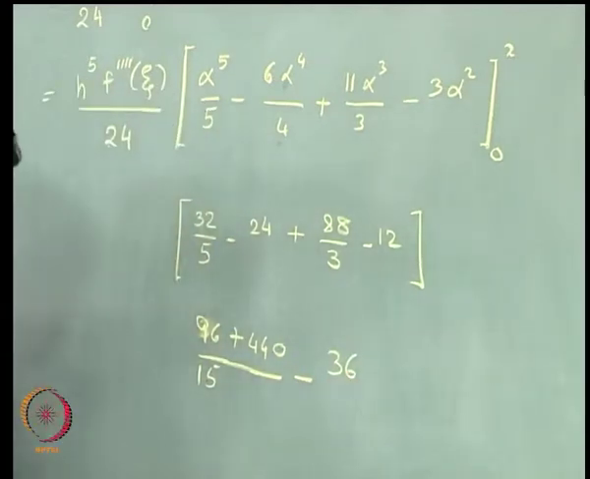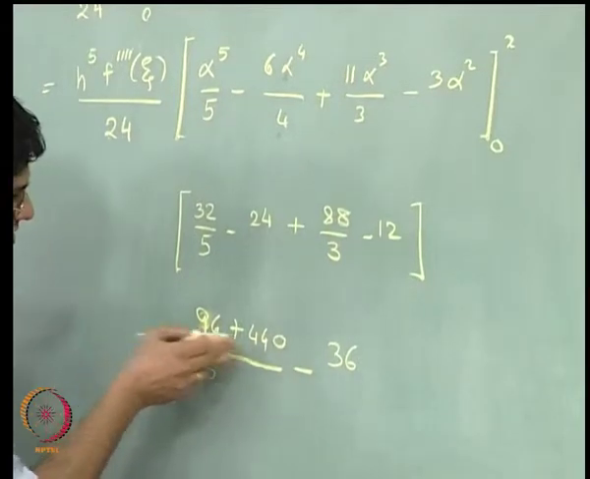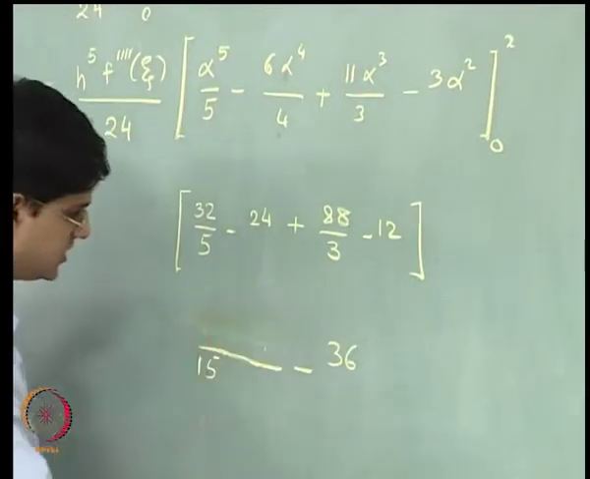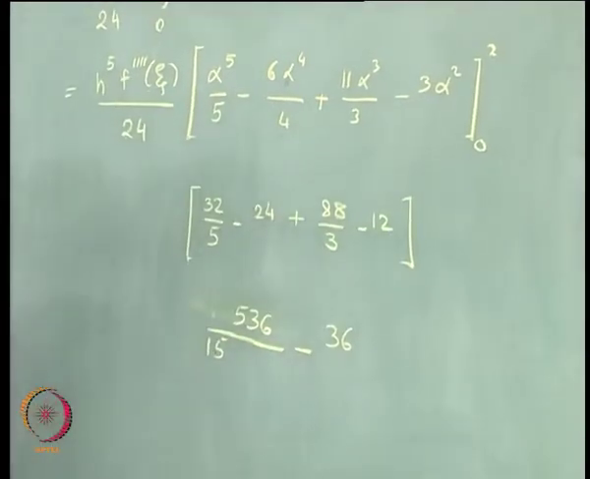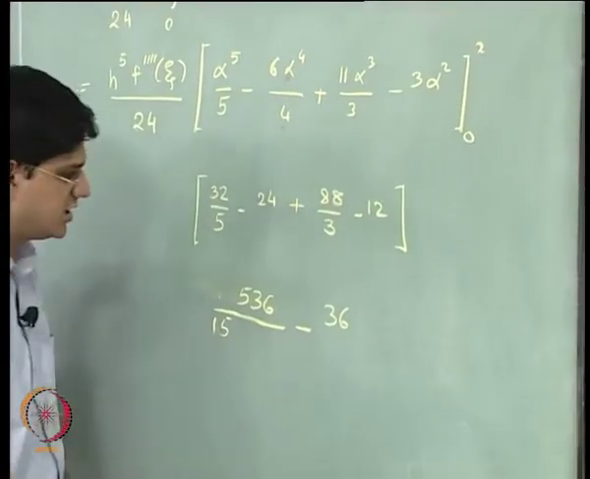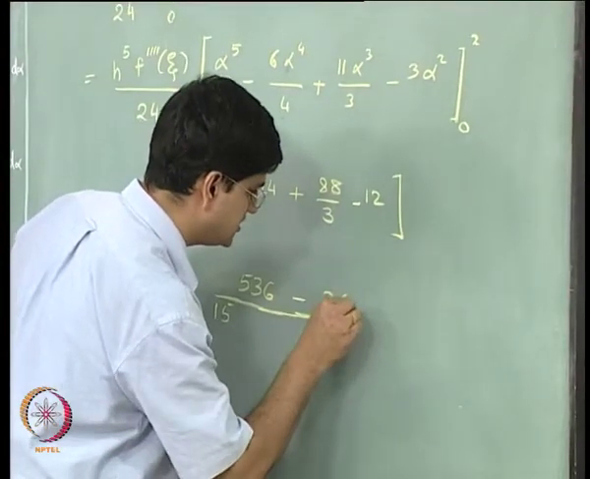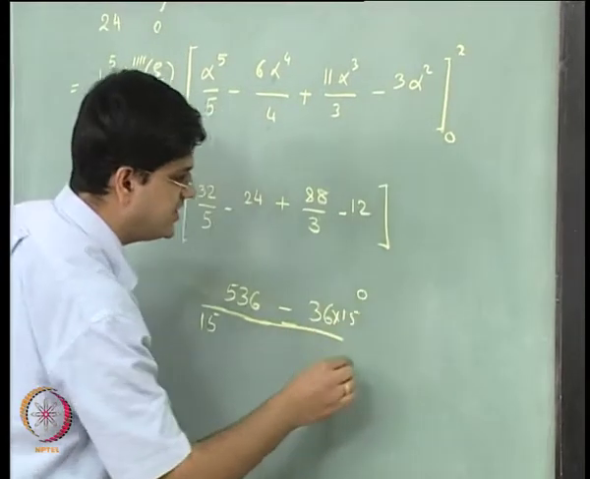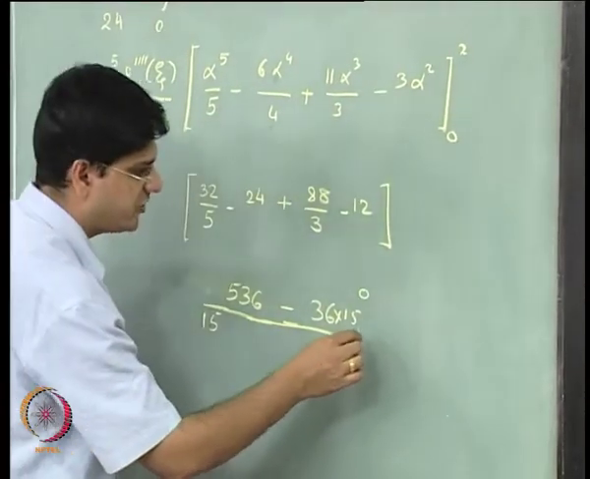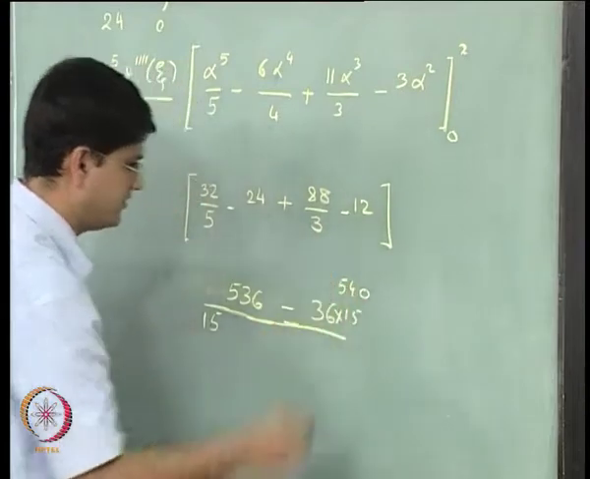So this is going to be 536, this guy, 536 by 15 minus 36, or it is going to be minus 36 multiplied by 15. So 15 6 times 6 is 90, 0, 9 carried over, 45, 54. Okay.